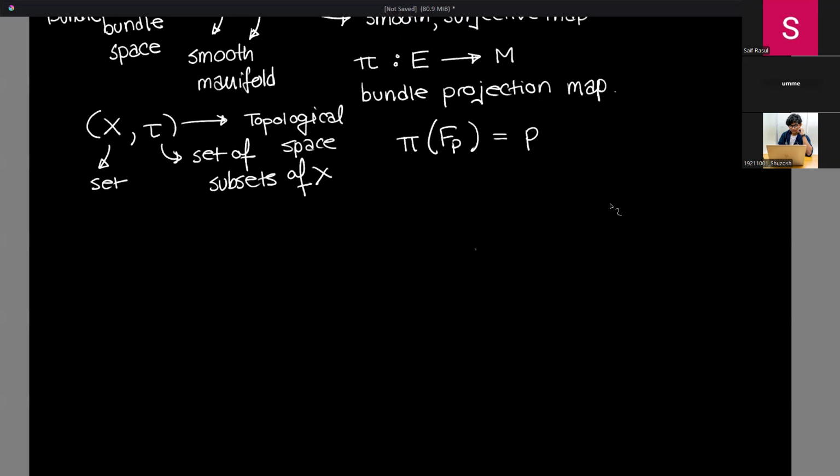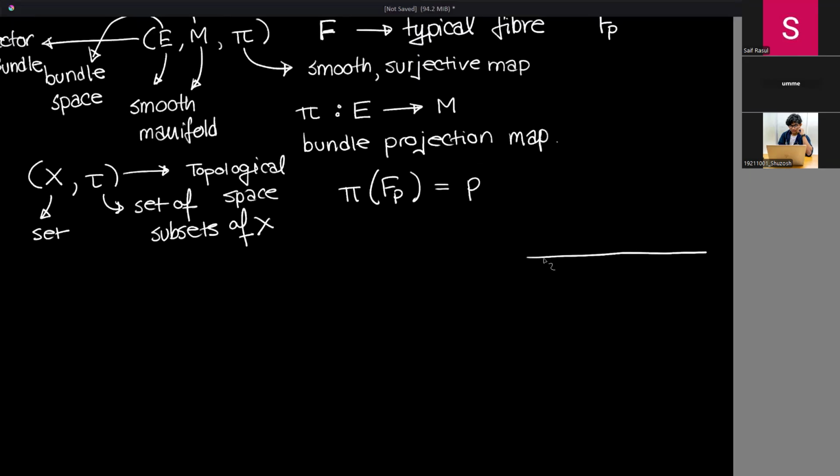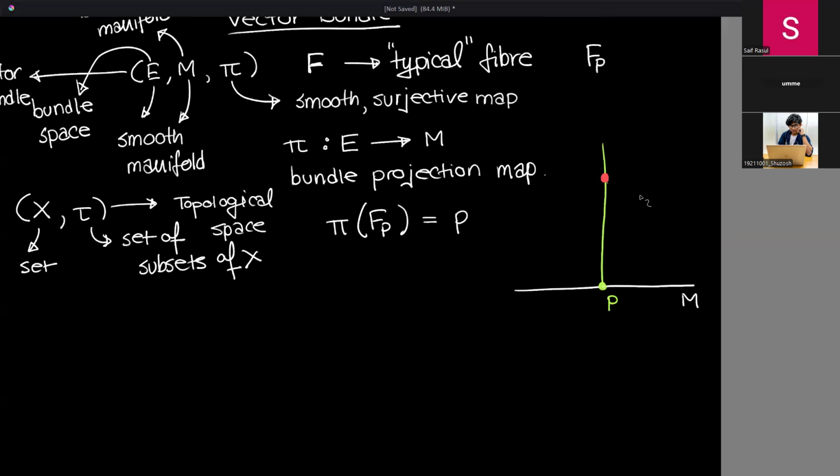What pi does is, let's say this is again our manifold, and we have a point P on top of which we have a fiber. So the job of pi is that if you give it any point on a fiber, that's F_p, then pi will map it back to its base point. It'll project it down to its own base point.